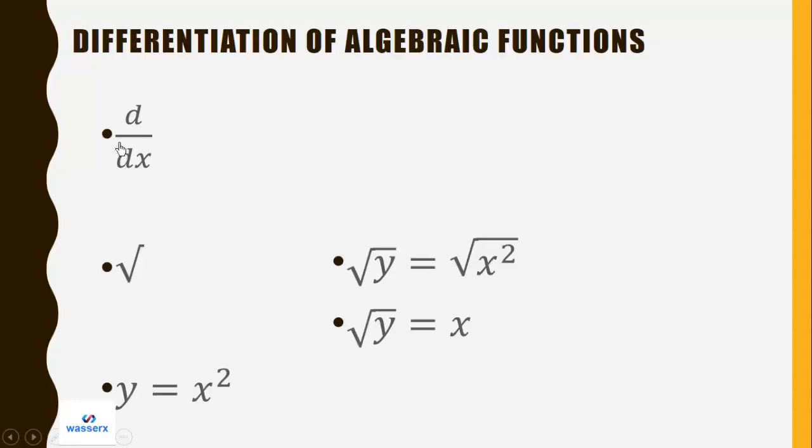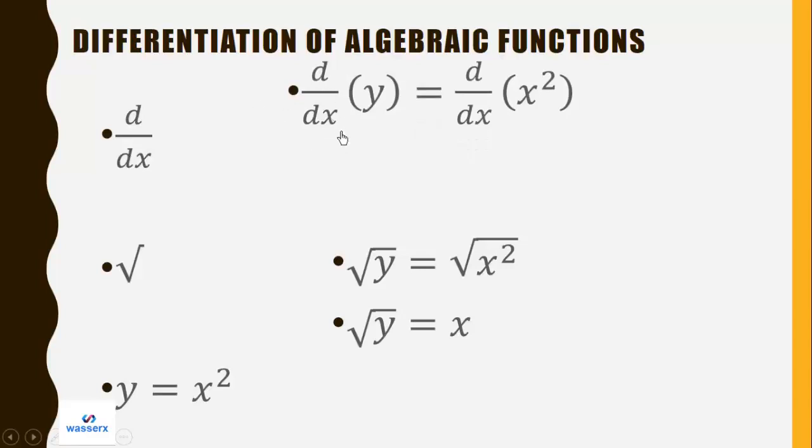The derivative operator also behaves like this: d/dx of y, so we are operating on the function y equals x squared, equals d/dx of x squared. Then if you have something like this, you write it as dy/dx equals 2x. So in short, dy/dx of y equals x squared is 2x.